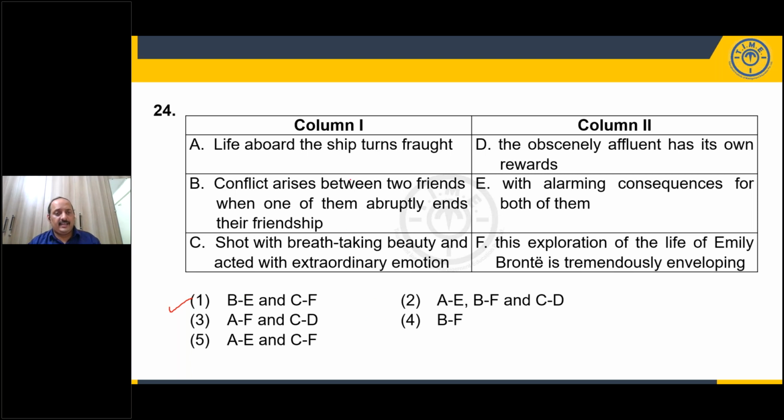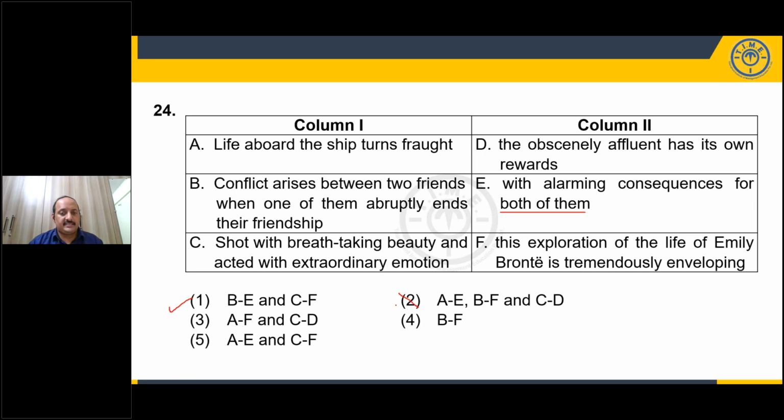If I check AE, life aboard the ship turns fraught with alarming consequences, okay, for both of them. But when I'm saying life aboard the ship in general, I have no way of knowing whether there are 2 people or more than 2 people. In option B, we had mentioned 2 friends, so I knew B and E could be connected. But unlike that, in option A, there is no indication that there are only 2 people. So A and E cannot be connected at all.